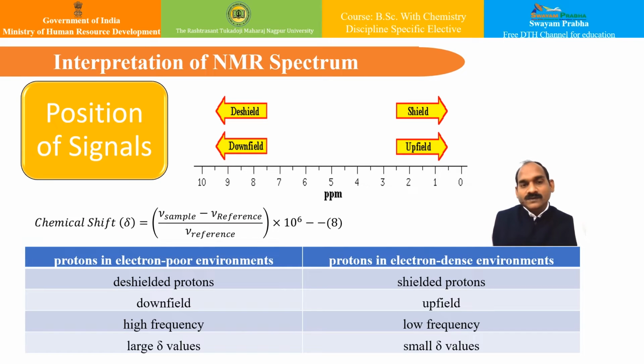So let us now try to interpret the NMR spectrum. Basically, to interpret the NMR spectrum, we need to know several things. There are certain effects like the shielding effect and de-shielding effect, which are based on the position at which the signals are present, whether they are shifted to some other place, or whether the particular proton is shielded due to some effect, or whether it is de-shielded due to some other effect. So that we need to understand.